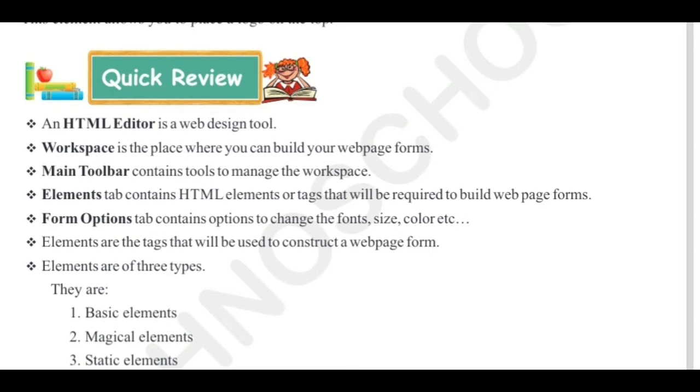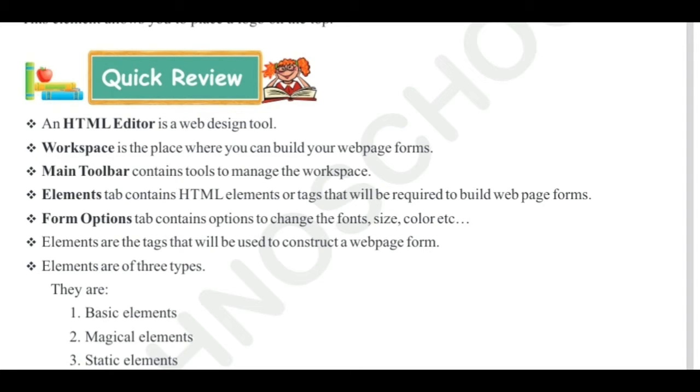If you don't have sufficient tools in the options when you are developing websites, we can go for the elements tab. We can write HTML tags. The form options tab contains options to change font size, color and so on. As per your requirement, you can set your own font colors and styles in form options. Elements or tags are used to construct a web page form. Elements we can use to develop our own web page.